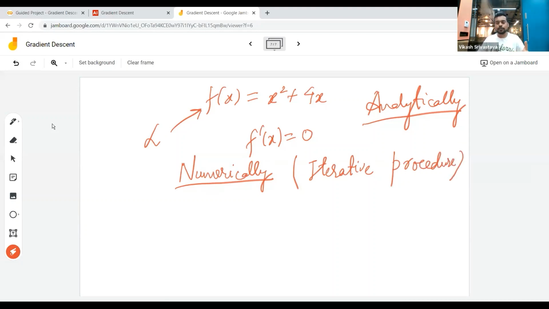In the analytical approach, we did not even require the gradient descent algorithm. But in the numerical approach, we can find the minimum of this loss function by using the gradient descent algorithm.